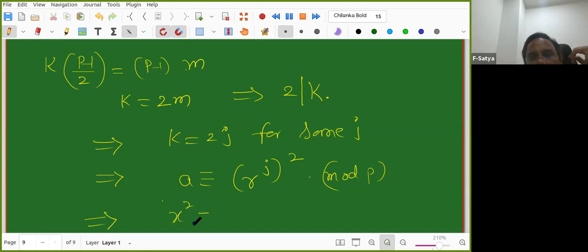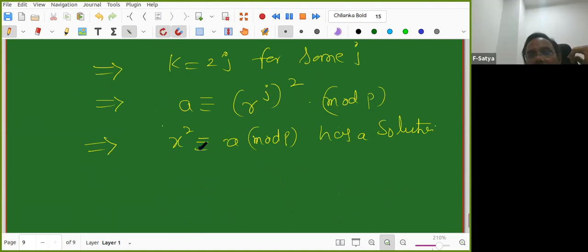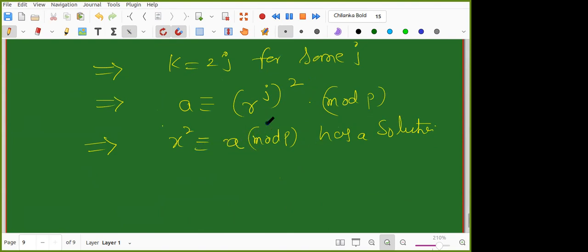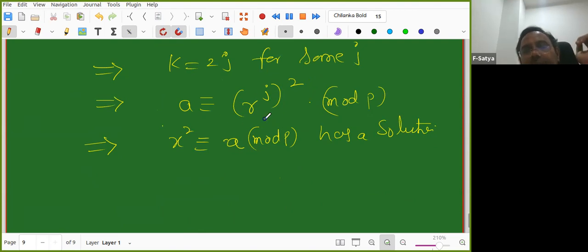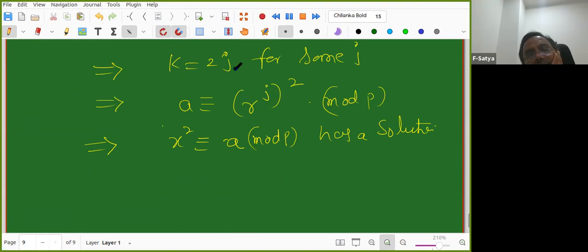x squared is congruent to a mod p has a solution. What is the solution? a is equal to r^(2j). That is okay. So this has a solution. What is that x? x is equal to r^j. r^j is the solution. What is this r^j? It is j, 2 into j.